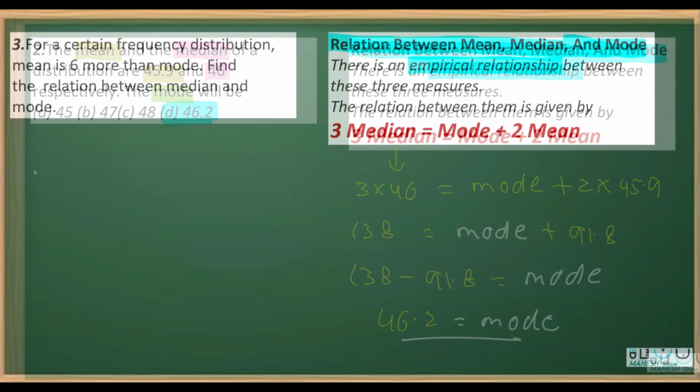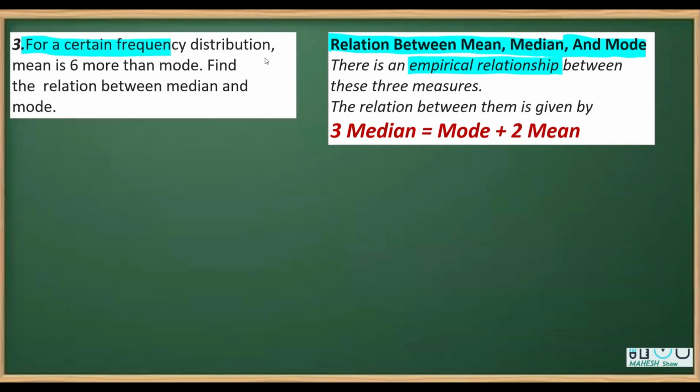Now let's move to the next question. In the next question, it says that for a certain frequency distribution, mean is 6 more than the mode. Mean is 6 more than the mode, and we have to find the relation between the median and the mode. So we are going to use this empirical relation, but first of all, I'm taking the mode as X, right? So I took mode as X, then I can say the mean is 6 more than the mode. So that is X plus 6.